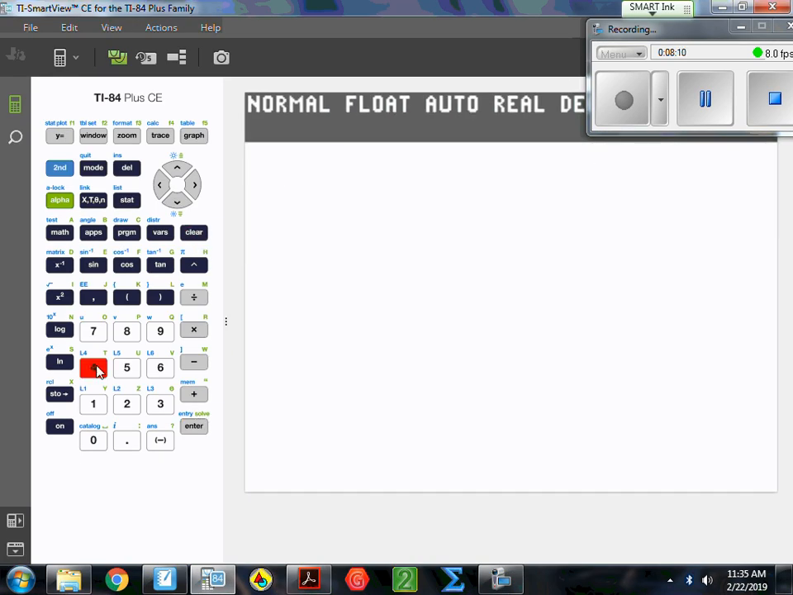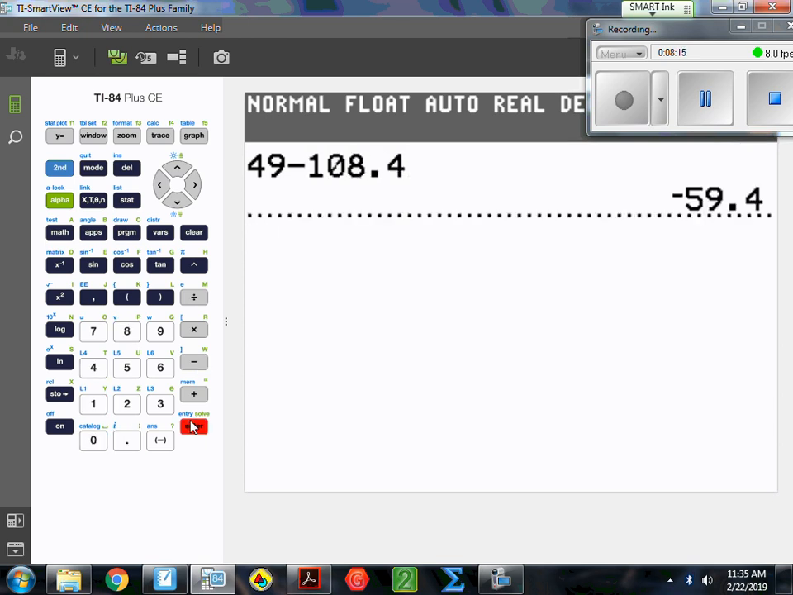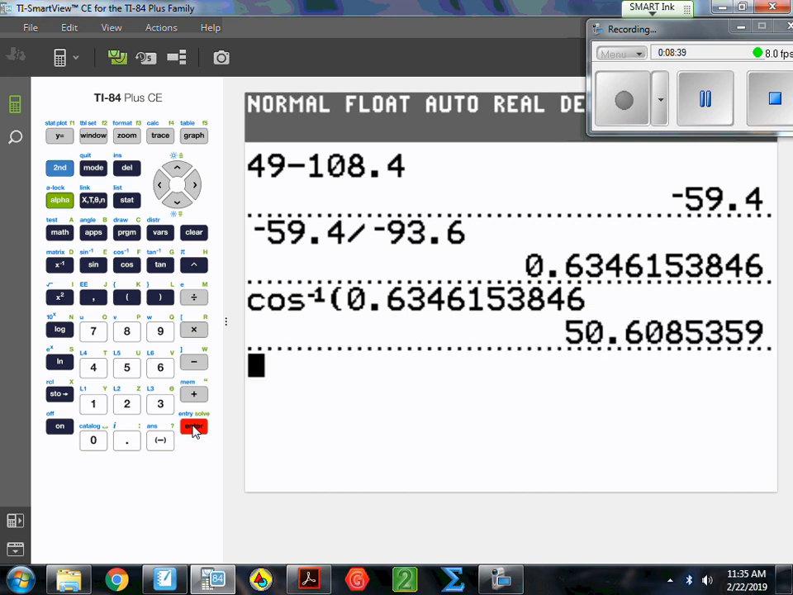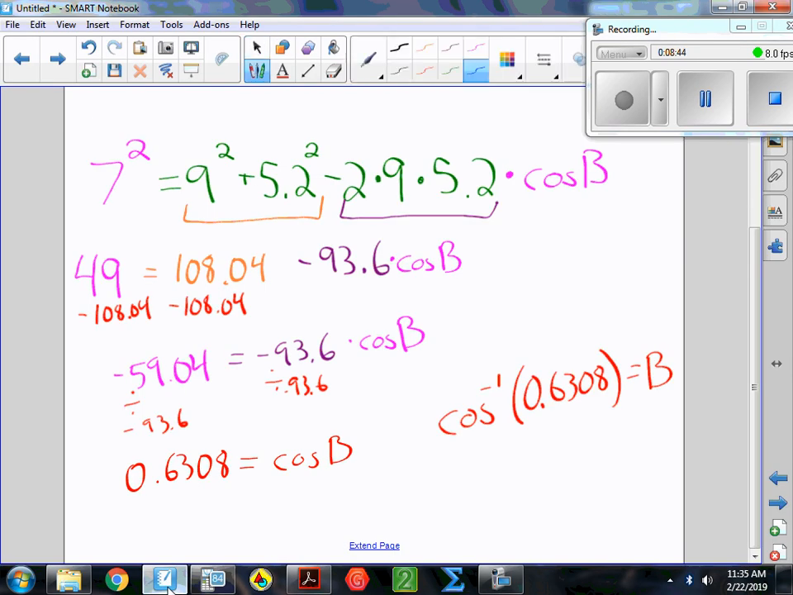Okay, we started those steps with 49 minus 108.04. Then we took that answer, negative 59.04, and we divided by negative 93.6. And we got our 0.63 ratio. That was my ratio for the cosine, so I do inverse cosine of my answer, or on some of your calculators you can press the up arrow to get that, then hit enter. So 50.61. So my angle B is equal to 50.6 degrees.